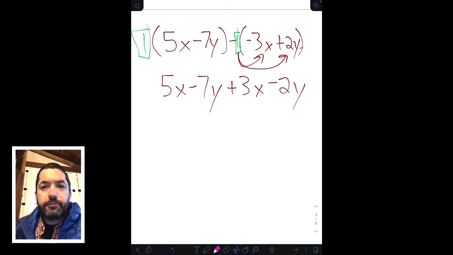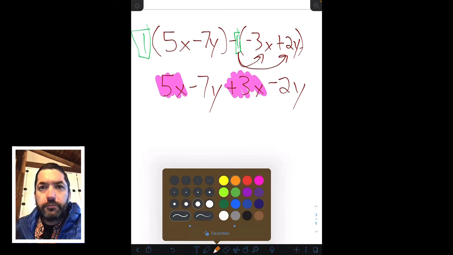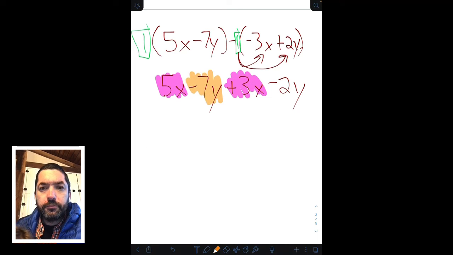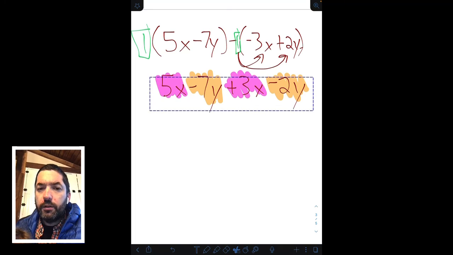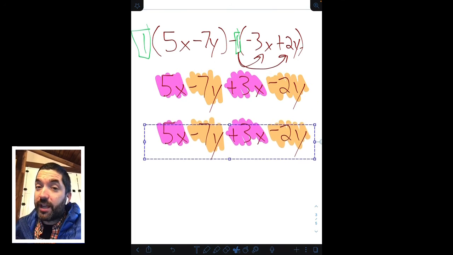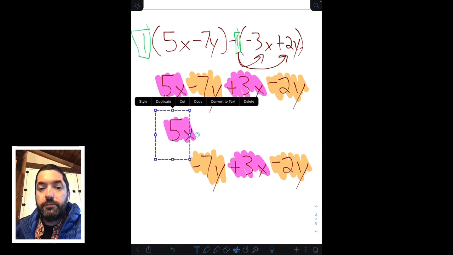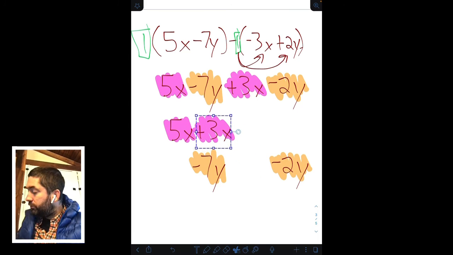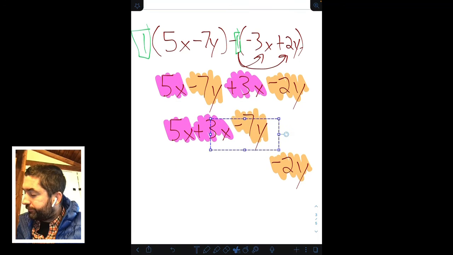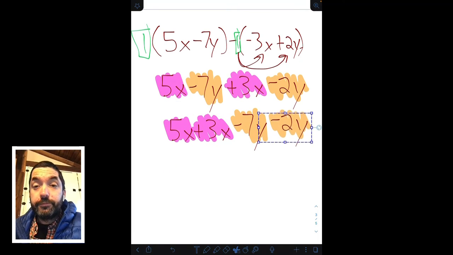And now I've simplified it. Now I can do what I did before. I identify my like terms. Nice, okay. Now that I've identified my like terms, you collect your like terms. I collect my like terms. X's come before Y in the alphabet. After I've collected my like terms, my last step is to combine my like terms.